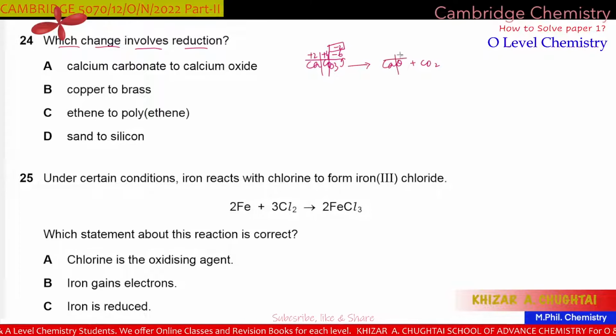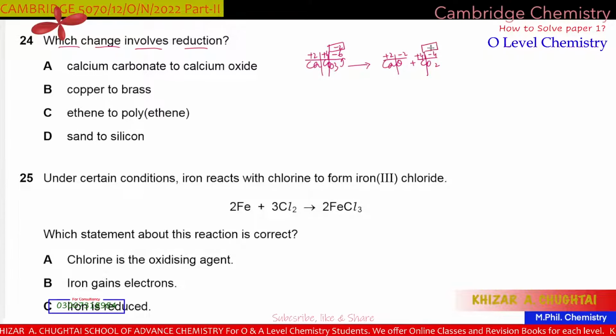On the right hand side, oxygen is -2, calcium is +2. In the case of CO2, 2 oxygen is equal to -4, carbon is equal to +4, and 1 oxygen is equal to -2. This -4 is the answer for 2 oxygen atoms. The 1 oxygen atom has a -2 oxidation state.